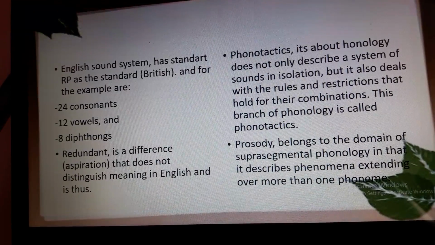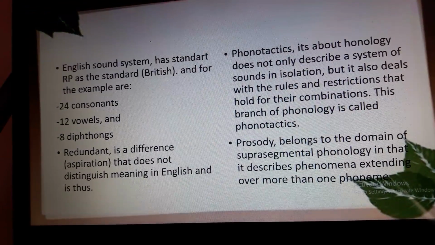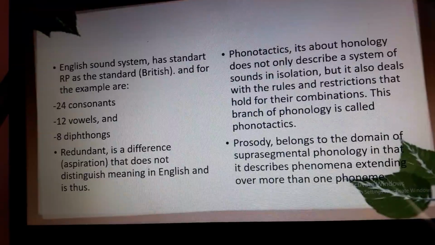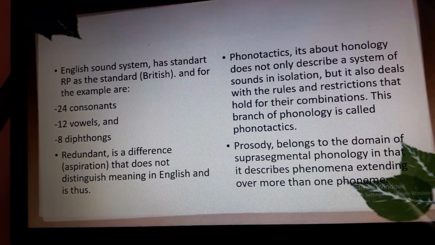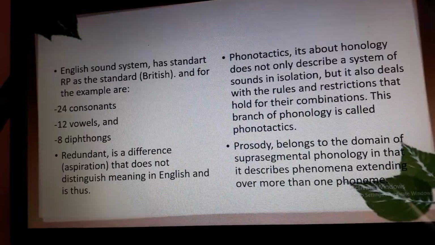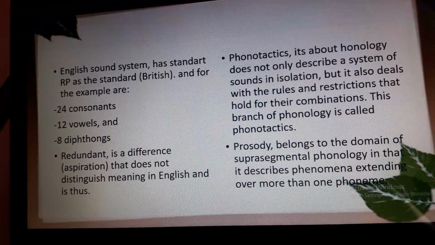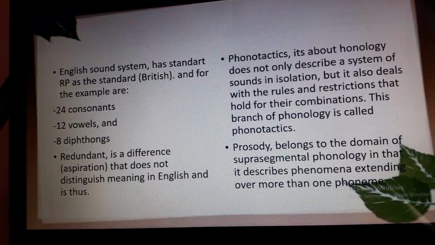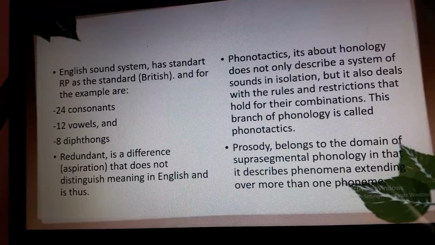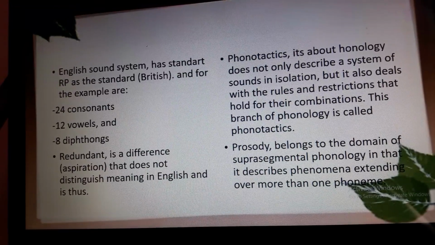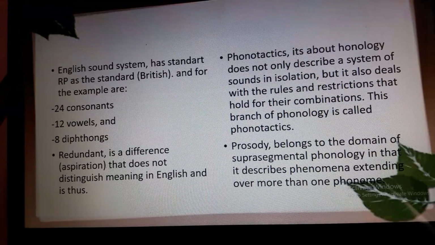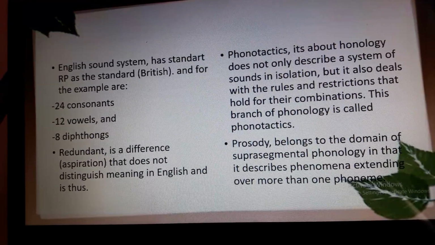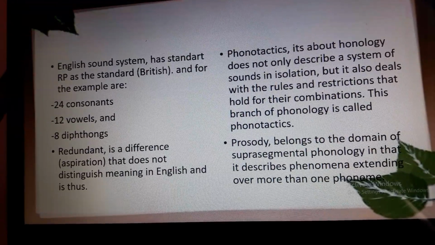Okay, next, the slide 2. The English sound system has standard RP as the standard British, and for example, the English sound system of the British has 24 consonants, 12 vowels, and 8 diphthongs. And next, we have redundant. Redundant is a difference or expression that does not distinguish meaning in English.